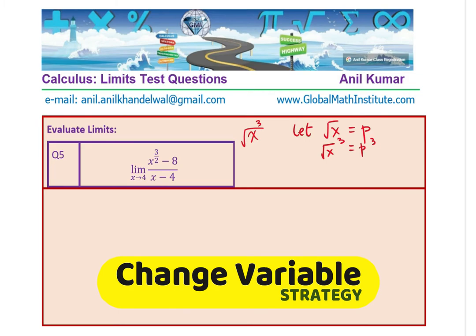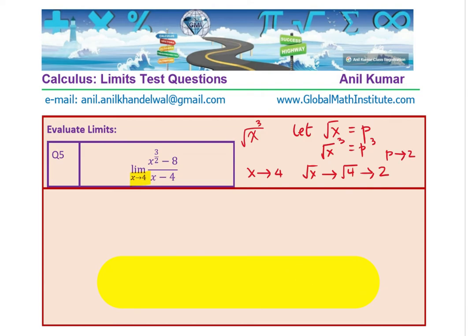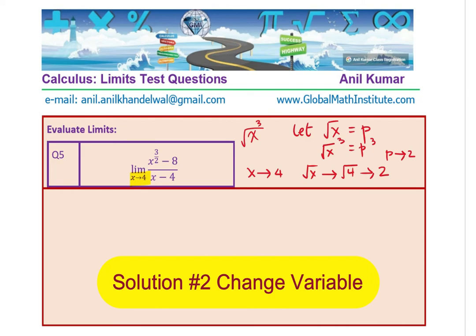And also you have to see what happens to the limit x approaches 4. Now you can check that if x approaches 4, in that case square root x will approach what value? Which will be square root of 4, and this approaches 2. Now we know that p is going to approach 2, correct? Since square root of x is p. So we can rewrite the expression.